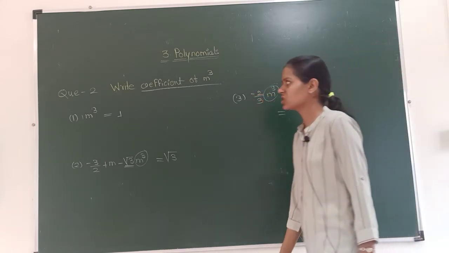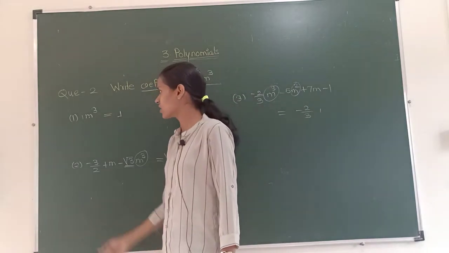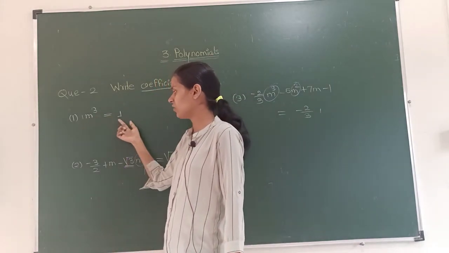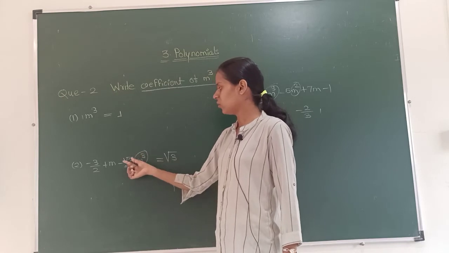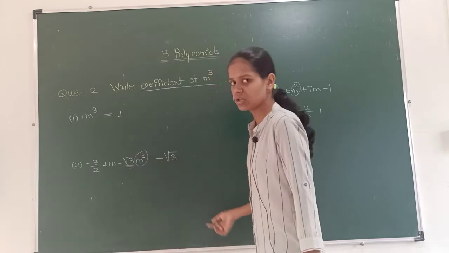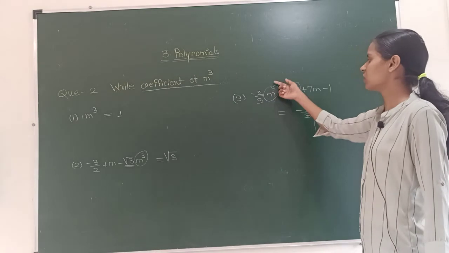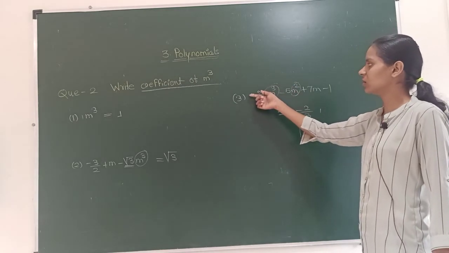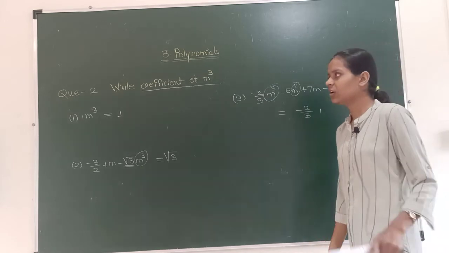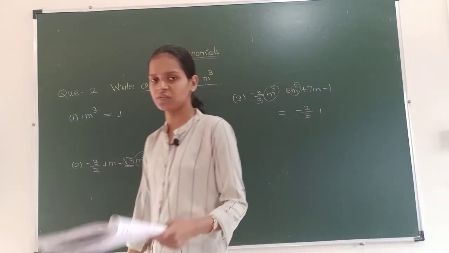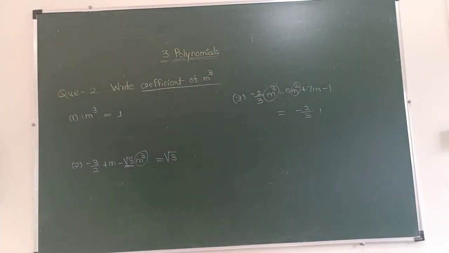Okay. This is question number 2. Write the coefficients of m cube. Here there is nothing, so we write 1. Here the coefficient of m cube is under root of 3. We have written the number, and here the coefficient of m cube is minus 2 upon 3. We have written that over here. If you want this, you can take the screenshot. We will move towards the next question, that is question number 3.